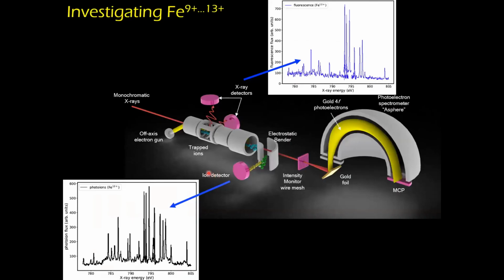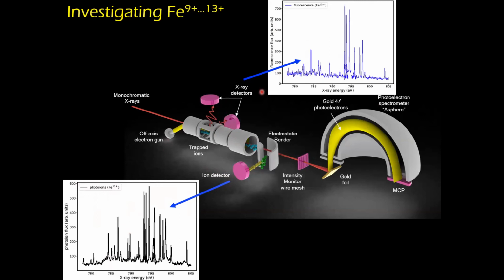So with the same setup, we measure this. With the X-ray detectors, we can measure the fluorescence, which is proportional to the radiative rates of the transition. And with the ion detector, we can also measure the autoionizing transitions. So these are all autoionizing transitions from iron 13 plus, making it iron 14 plus.